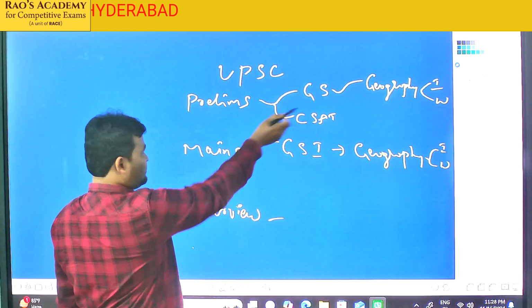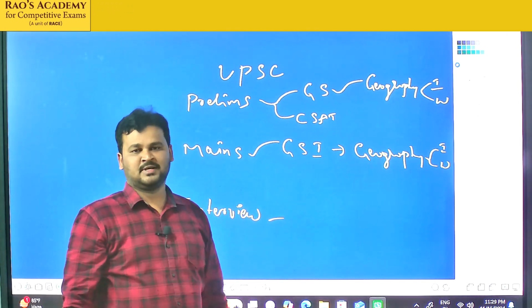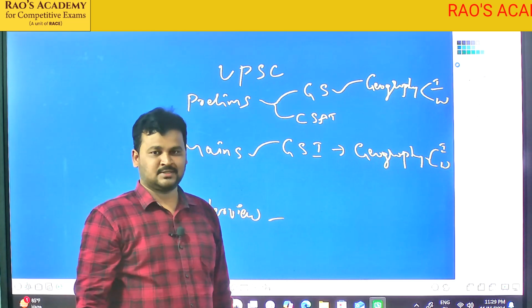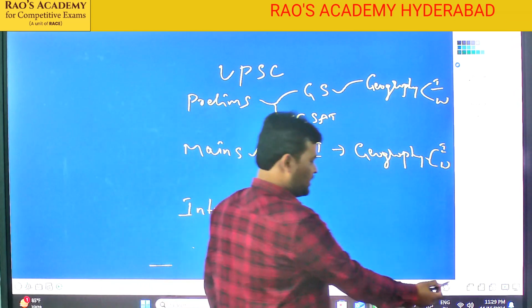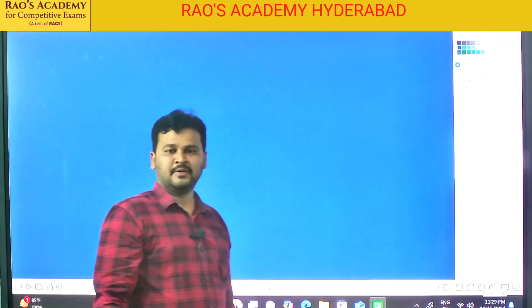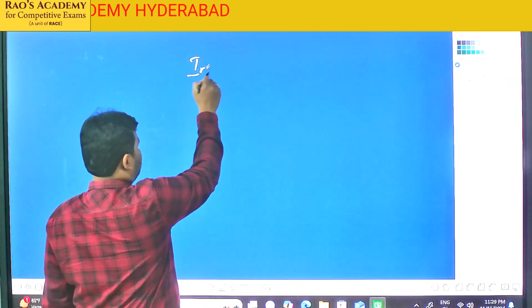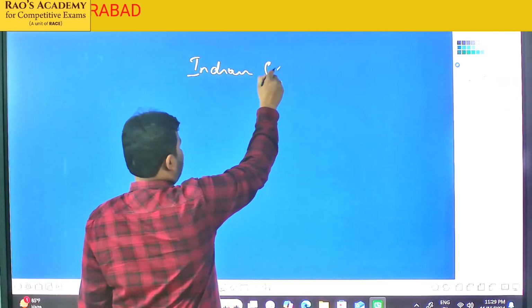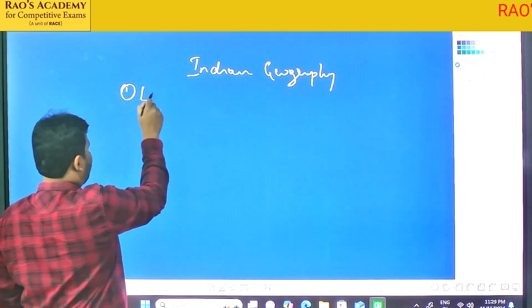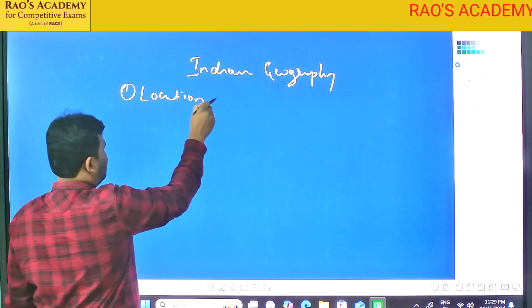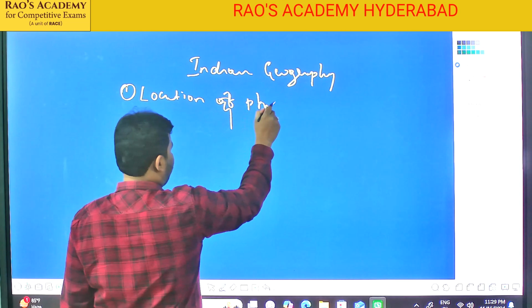See here, in prelims there is geography, and in mains also there is a paper called GS1 in which the geography subject is there. You need to read Indian geography as well as world geography. So, let me explain the concepts which need to be covered for Indian geography. Under Indian geography, you need to cover concepts like, first, the location and physical setting of India.